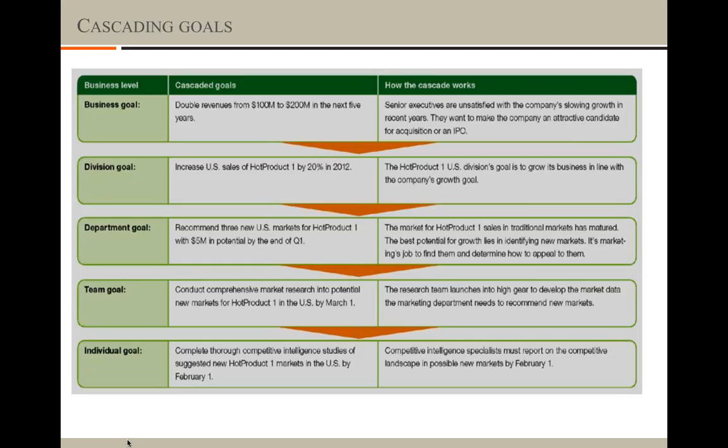Now, if you see, this individual goal is actually aligned with the business goal, and it is also aligned with the team goal, departmental goal, and the divisional goal. So, this is how the goals are cascaded, that they are linked as well as broken down from business goals to the individual goals. I hope this is clear. I'll share the slides with you so you can go through this cascading goal process in detail.